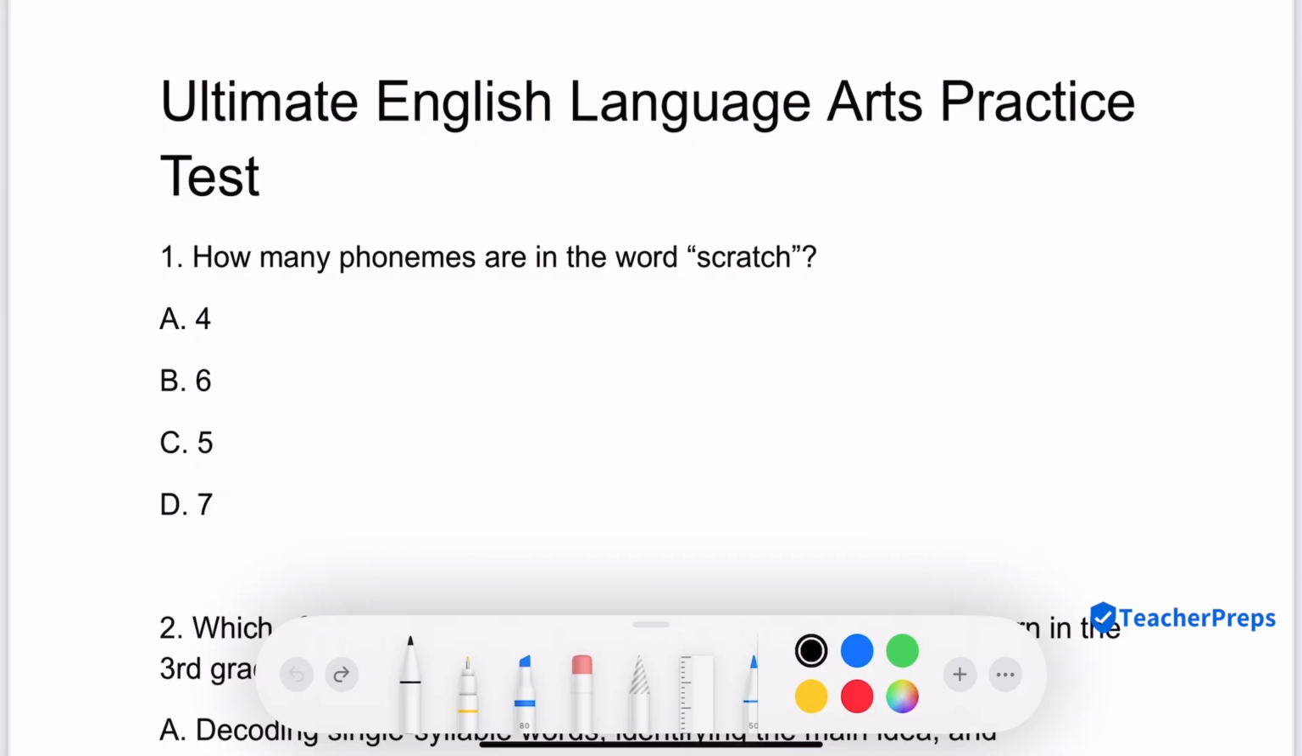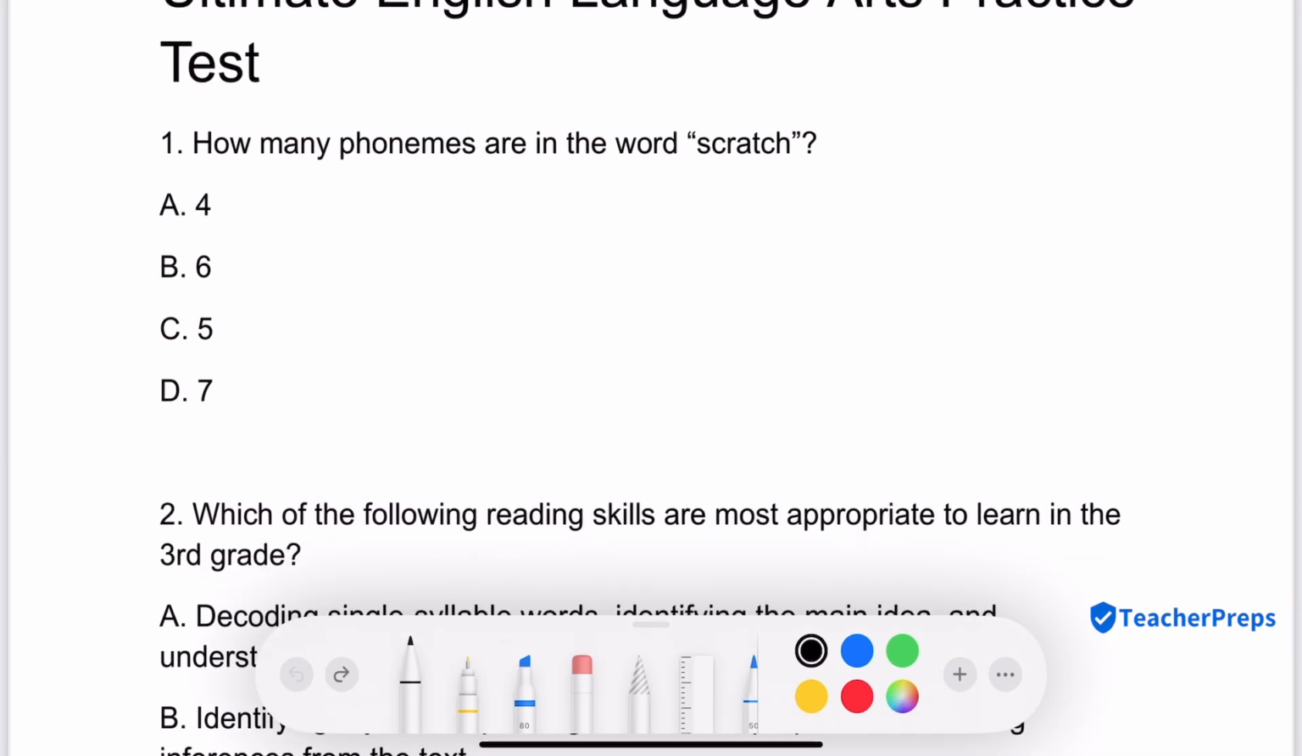The way that this is going to work is I'll read the question out loud to you. You'll take a moment, pause the video if you need, and then select the correct response or the best one that you think looks like the best fit, and then together we'll talk about the correct response and why it is the best answer. Without further ado, let's begin. So here we have number one, which reads, how many phonemes are in the word scratch?